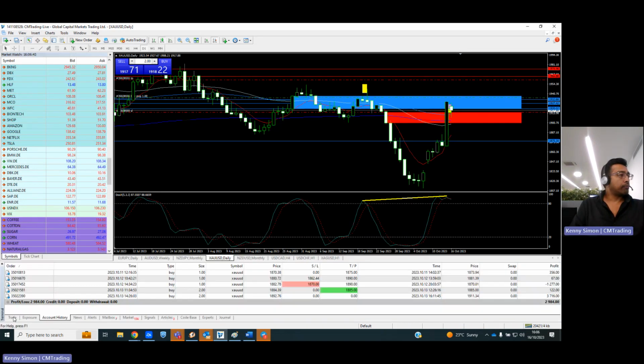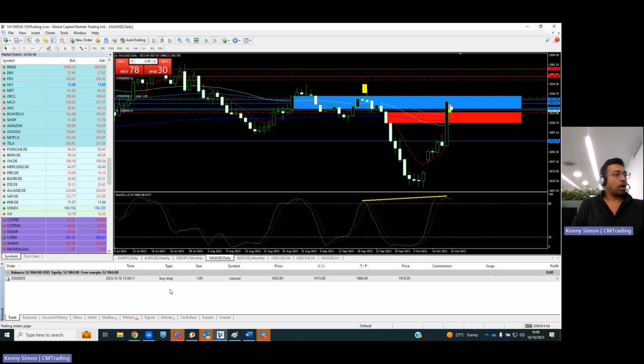So here we have got the pending orders done as a buy stop. I have traded, I've put one lot, sorry, onto my trade. That's for gold. Price of buy is 1935. Stop loss is at 1915. My take profit is at 1960.